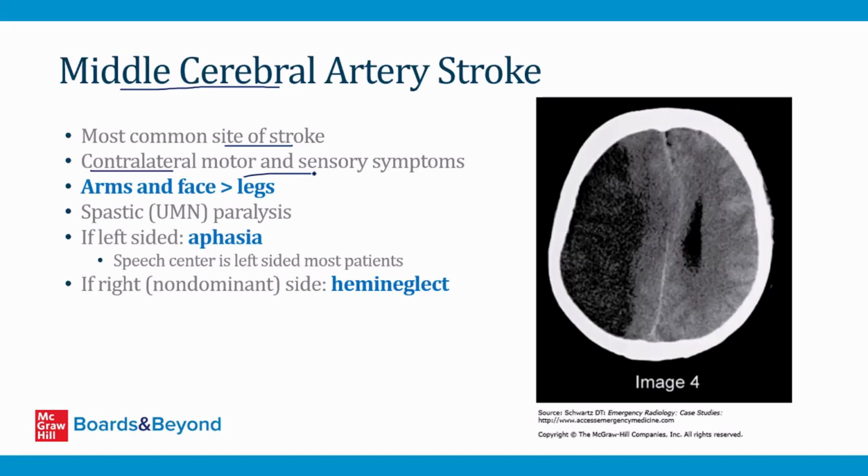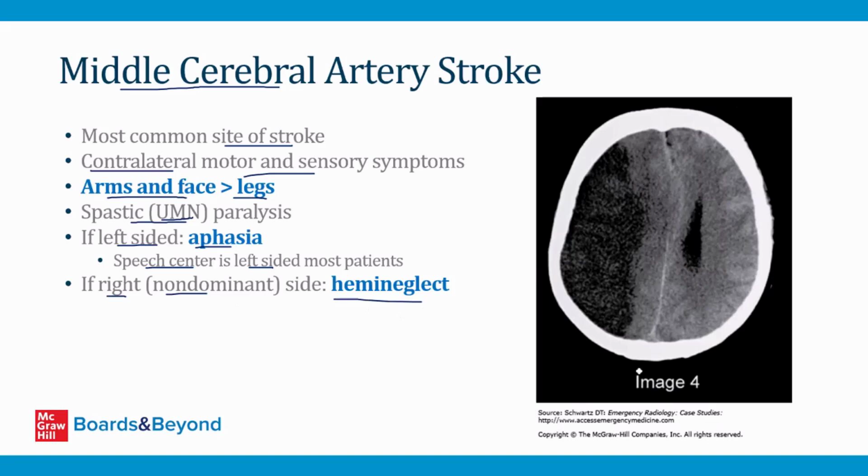Because of the homunculus, which we've already talked about, the symptoms tend to involve the arms and the face much more than the legs. The region that's damaged in the cortex contains upper motor neurons, so patients develop spastic upper motor neuron type paralysis. And then there will be cortical signs present in most cases. If it's a left-sided MCA stroke, patients will develop aphasia, and that's because the speech center is left-sided in most patients. They can develop Broca's or Wernicke's aphasia depending on which region is affected. If it's a right-sided MCA stroke, this is the non-dominant side in most patients, and that will lead to hemi-neglect.